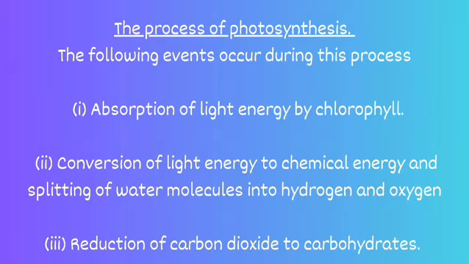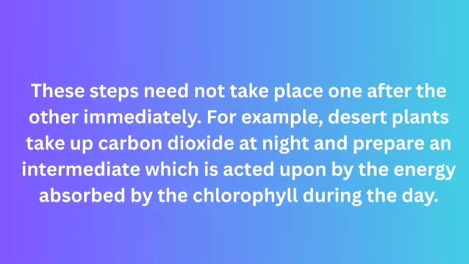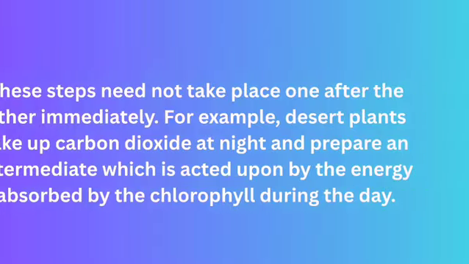The process of photosynthesis. The following events occur during this process. 1. Absorption of light energy by chlorophyll. 2. Conversion of light energy to chemical energy, and splitting of water molecules into hydrogen and oxygen. 3. Reduction of carbon dioxide to carbohydrates. These steps need not take place one after the other immediately. For example, desert plants take up carbon dioxide at night and prepare an intermediate which is acted upon by the energy absorbed by the chlorophyll during the day.